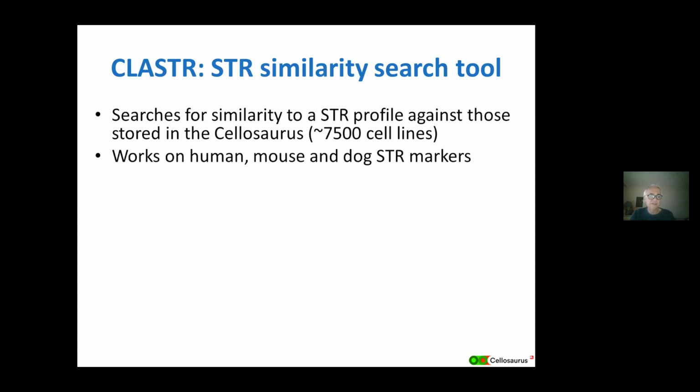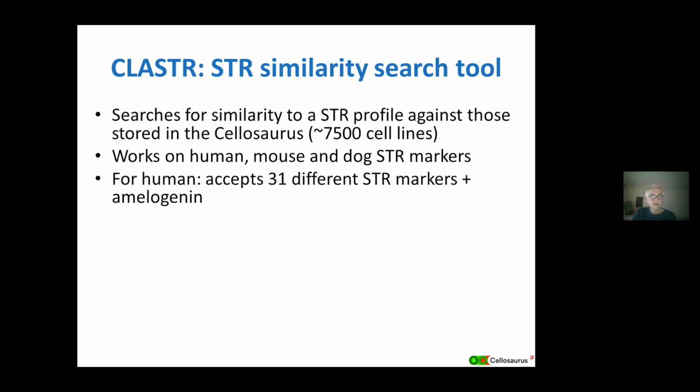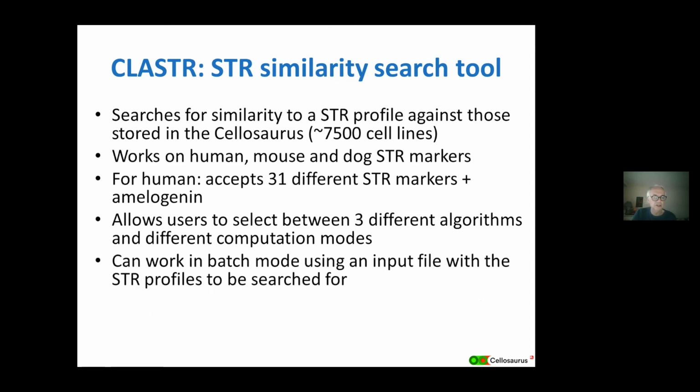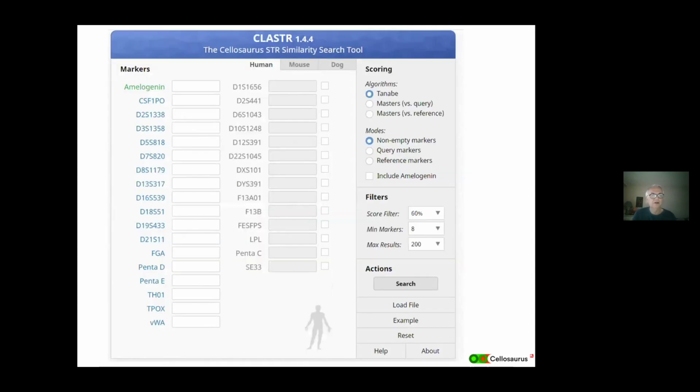He developed this program which works on human, mouse, and dog STR markers. It allows up to 31 different STR markers in human, which is all of those used by all the different kits that exist. You have 3 different algorithms, different computation modes. You can do this in batch mode, you don't need to do it one by one. You can create a file with as many cells as you want. And you have a RESTful API to do it programmatically also. And it's extremely fast.